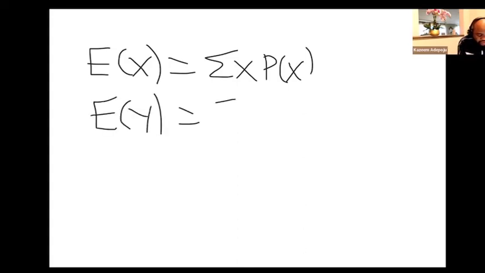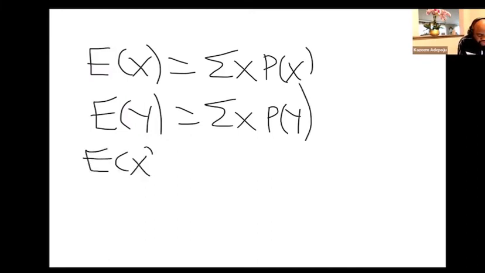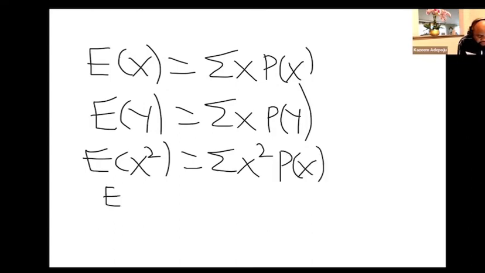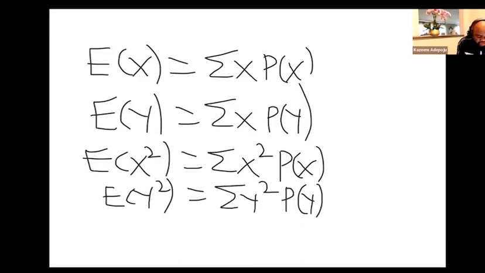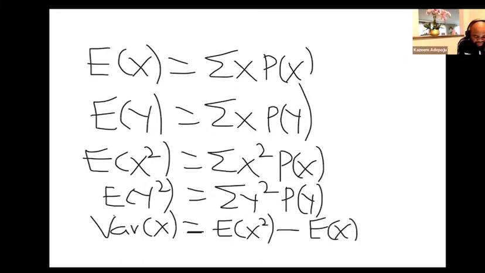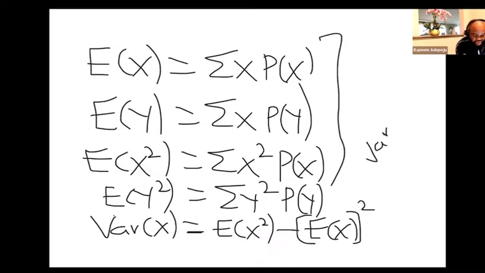Then the expected value of y, summation of y p of y. And the expected value of x squared is basically going to be, I need to square x first, and for the expected value of y squared, I need to square y. Don't forget I have to use that. And I can find the variance now. If I want to find the variance of x, it's the expected value of x squared minus the expected value of x, all squared. And similarly, the variance of y is the expected value of y squared minus the expected value of y, all squared.